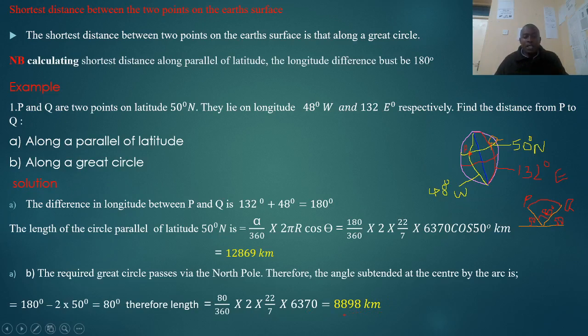So that is how we calculate the distance along a great circle, in the parallel of latitude. Remember, we are given the parallel of latitude from here to here, but we are asked along a great circle. So we must make this the latitude, 50 degrees. And I've said that the longitude difference must always be 180 degrees. If it is not 180 degrees, you are unable to do that question. That is what you are required to do.